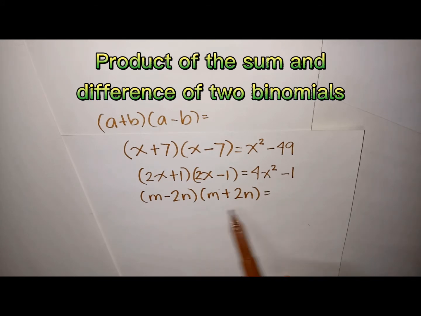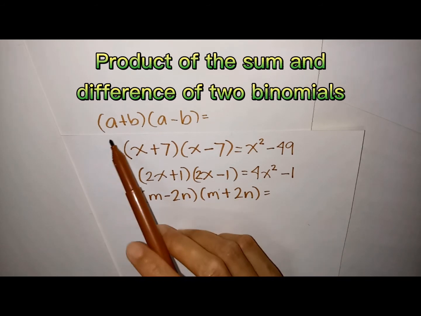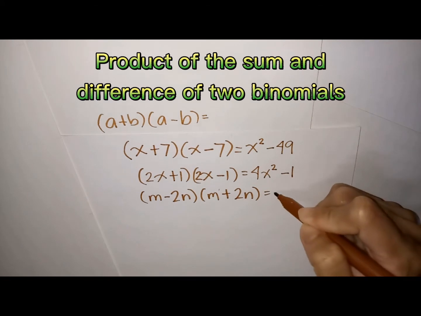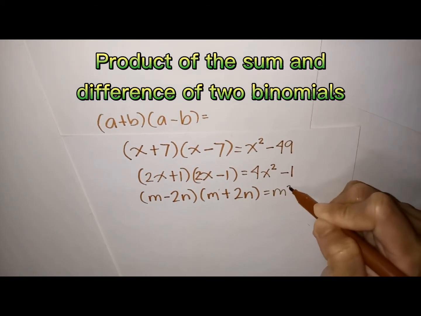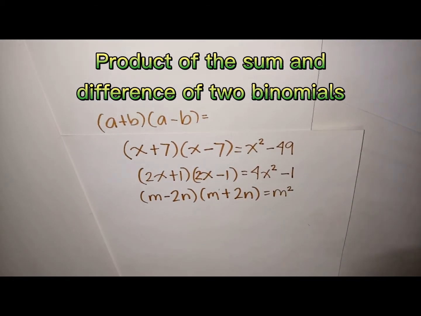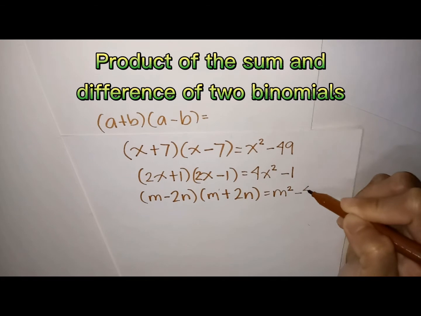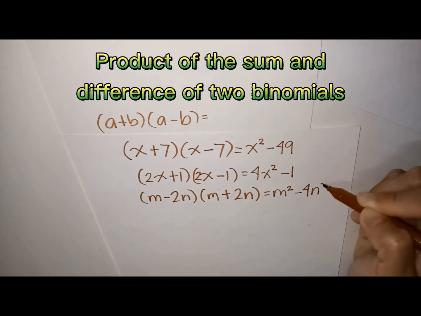So this quantity is also the same with this one, a plus b times a minus b. So let's have the first term, m times m, that will give us m squared. Then we have negative 2n times positive 2n, that is negative 4n squared.